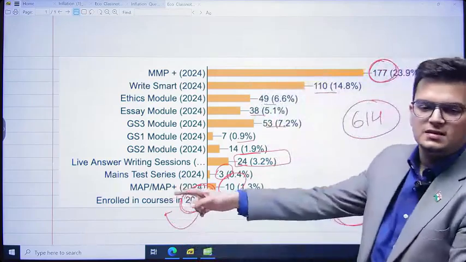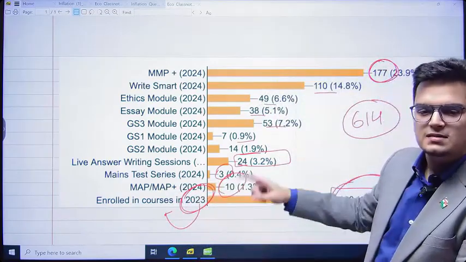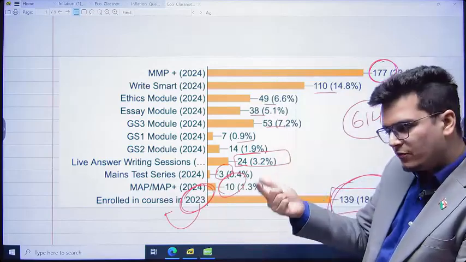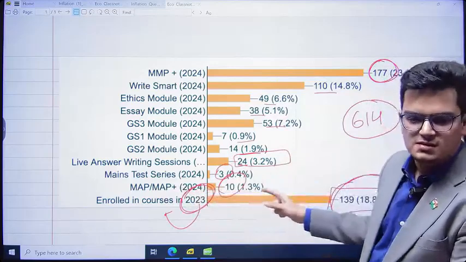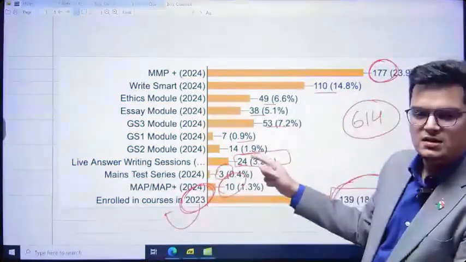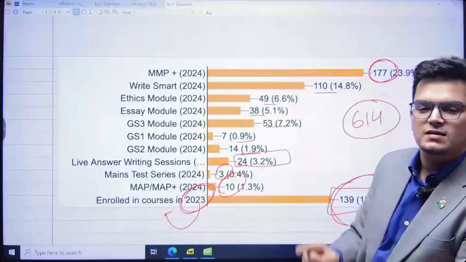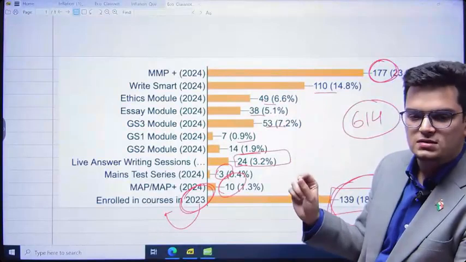They prepared for mains last year, right? And they have now cleared the mains this year. So before prelims, studying for mains is very important. This is the first thing we can draw here. And the second thing we'd like to tell you is that in mains, creating differentiation is difficult. So good content counts when it comes to mains.